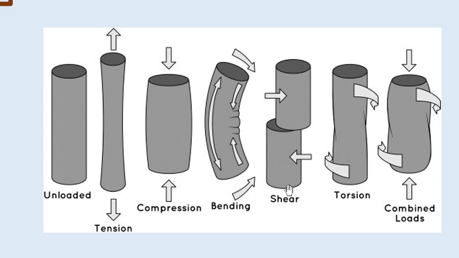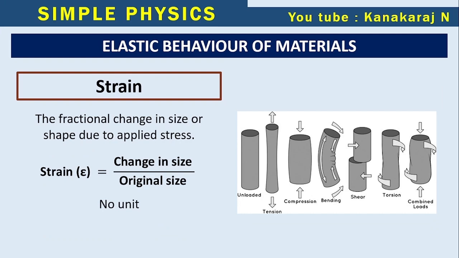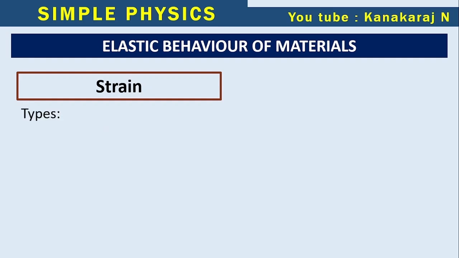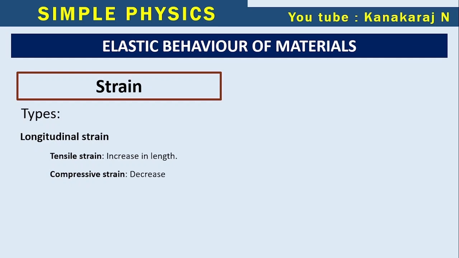Then you have a shear strain, the shift in the lower and upper surface, and for the torsion, it's a tilt, a twist in the lower and upper part. The combined loads, too many forces applied in too many directions, give this. The strain has no unit, no dimensional formula. The types of strain. Longitudinal strain is of two types: tensile strain, increase in length; compressive strain, decrease in length.